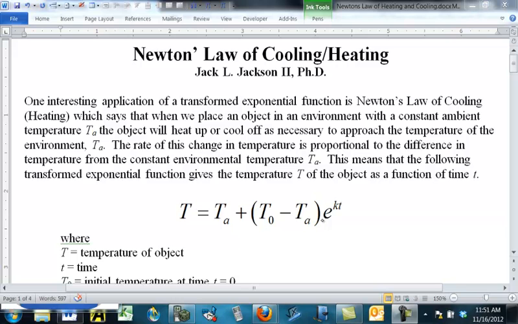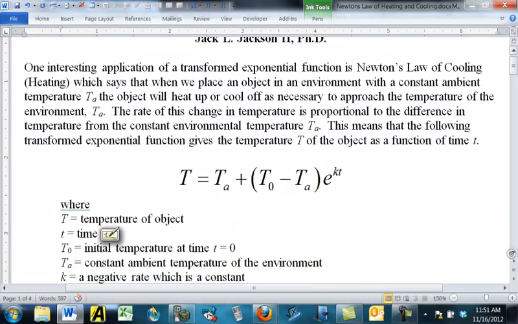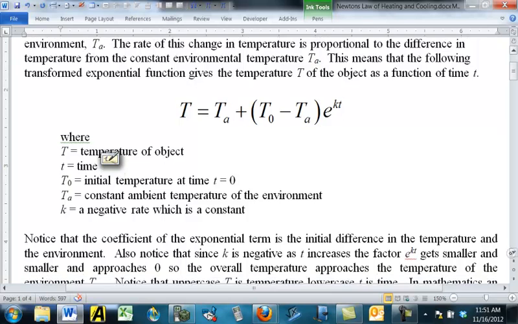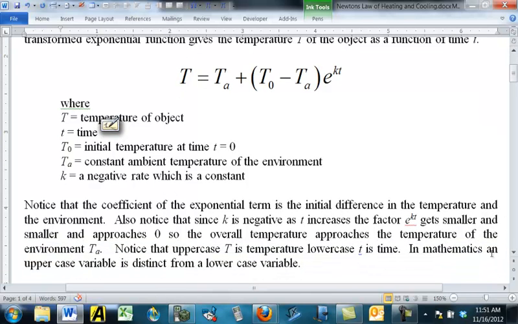Now notice I'm using lowercase t for the time, uppercase T for the temperature. The k, the T sub A, and T sub 0 are constants. So in mathematics, a lowercase letter and an uppercase letter are two different variables. So capital T is going to be the temperature of the object at any particular time. Little t is the time. T sub 0 is the initial temperature at time t equals 0. T sub A is the constant ambient temperature of the environment. And k is going to end up being a negative number, and it's a rate which is constant.